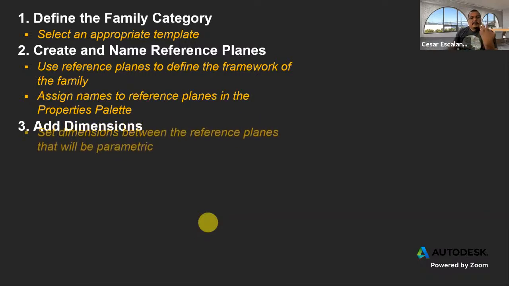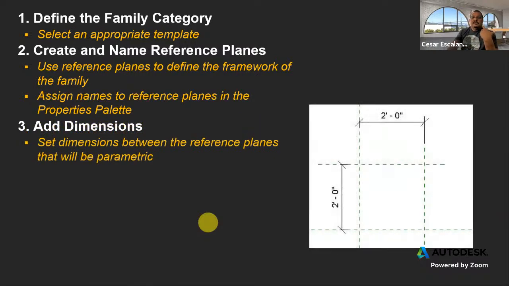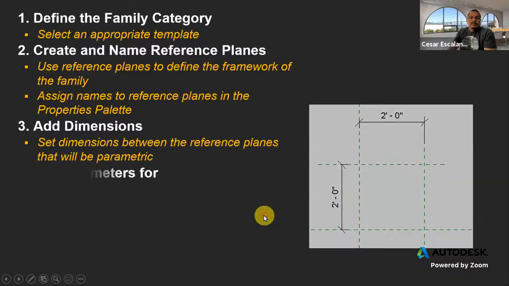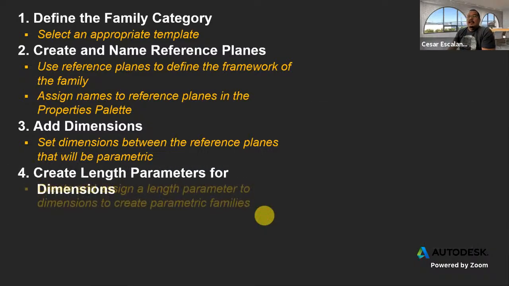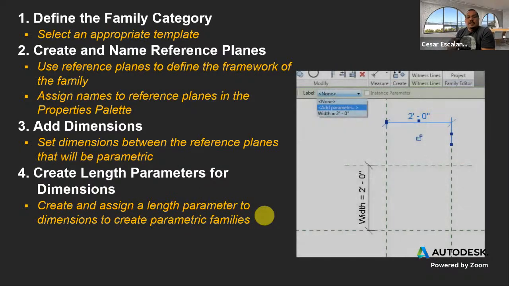Then we add the dimensions. The dimension is the dimensional constraint that allows the family to be parametric, driven by dimensional parameters. So this dimension of 2 feet, those dimensional constraints are converted into parameters. This is converted into the width and the height. And then that is a parameter that we can change in the project. This is an example.